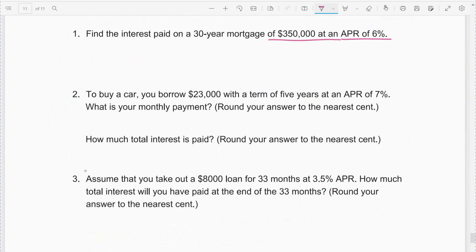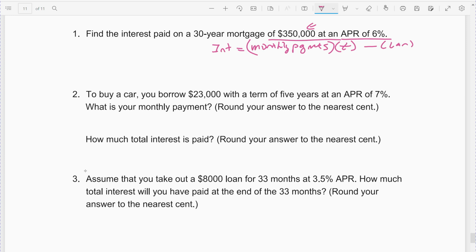So interest, remember, is all of your monthly payments minus the amount you borrowed, so the difference is the interest. This one should be pretty big. That's a large amount of money that you're paying off in 30 years. So first thing you have to figure out, to figure out interest, you have to find your monthly payments times the number of payments, which is T, so monthly payments times T, minus the loan amount, which was the amount borrowed, $350,000.